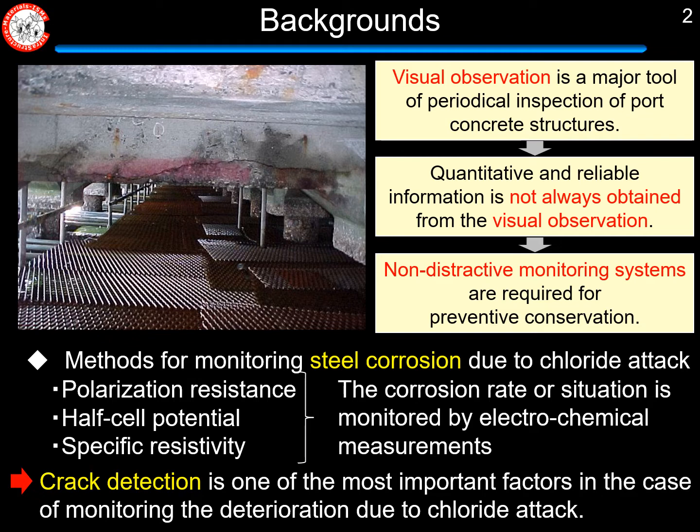In the present state, some methods are proposed for monitoring steel corrosion due to chloride attack, such as polarization resistance, half-cell potential, or specific resistivity. In these methods, the corrosion rate or corrosion situation is monitored by electrochemical measurements. Also, crack detection is one of the most important factors in the case of monitoring the deterioration due to chloride attack.